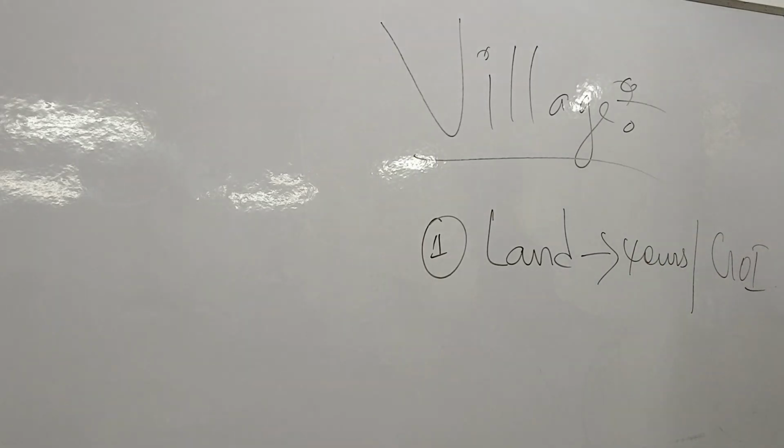First is the land. Without land, how can you form a new village? So the land should belong to your clan, or else be given by the government of Nagaland. You have two options. If you want to form a new village, you should have land of your own. And if you don't have land, the land can be given by the government of Nagaland.